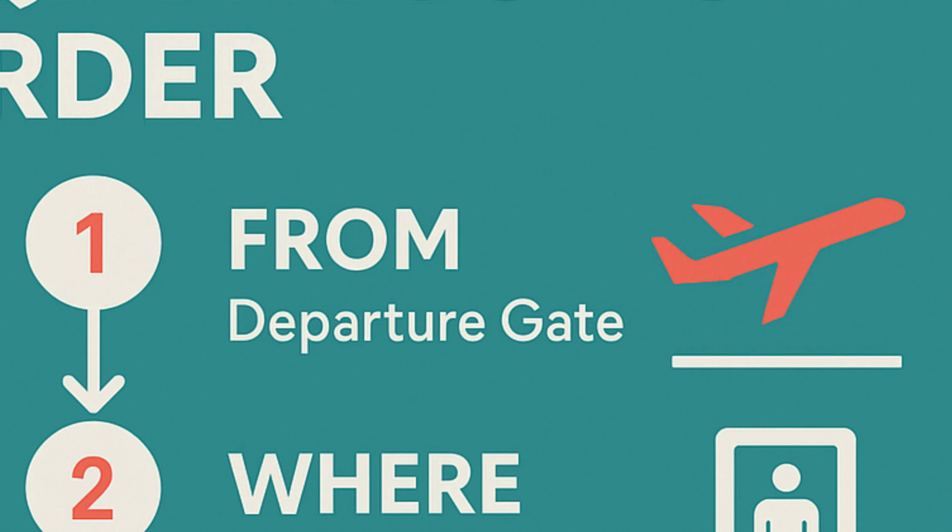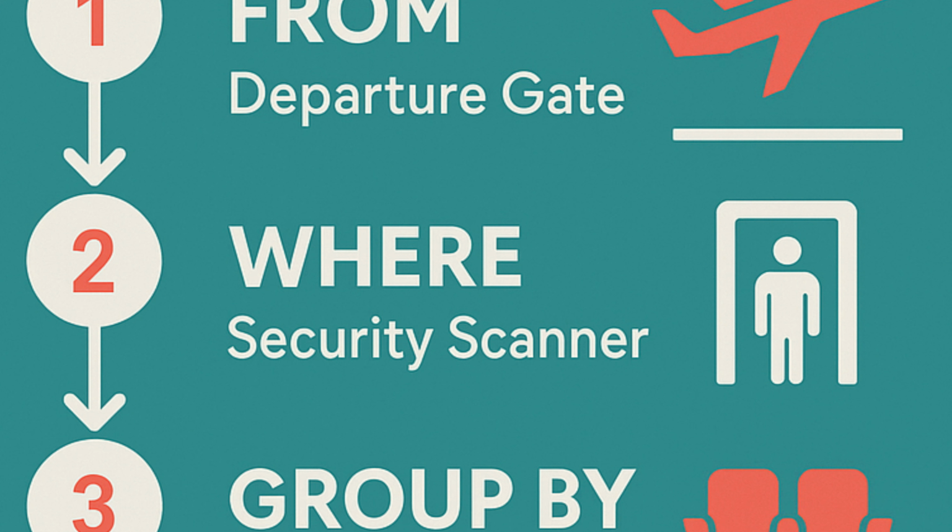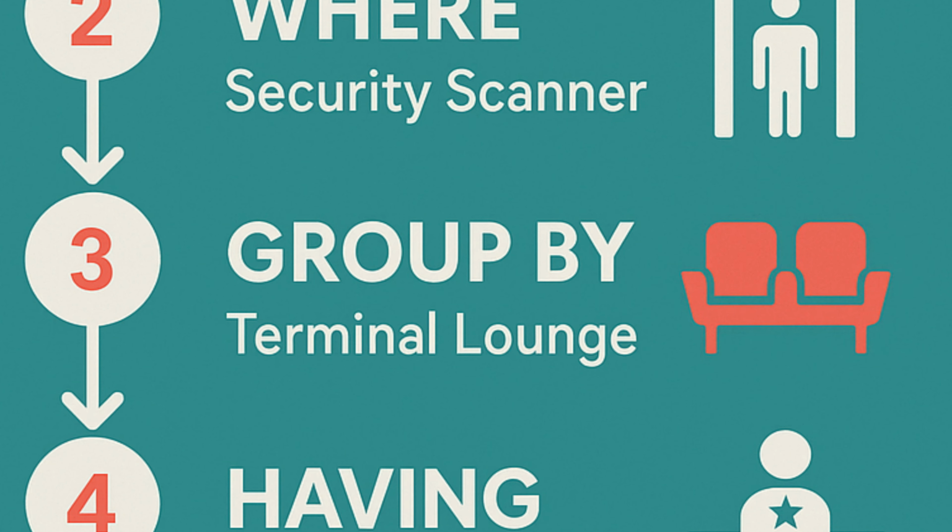Next, we roll into where. So this is kind of your security check. We are filtering things like who doesn't meet the criteria. Next, we run into group by here at the terminal lounge. Who belongs together? What groups, what aisles maybe people are going to.